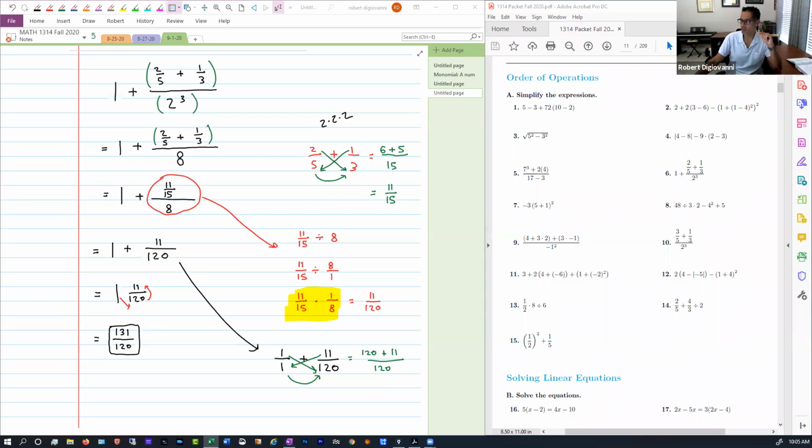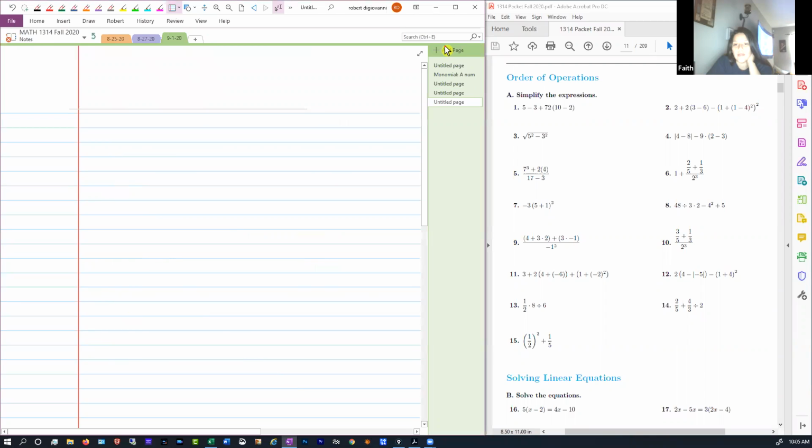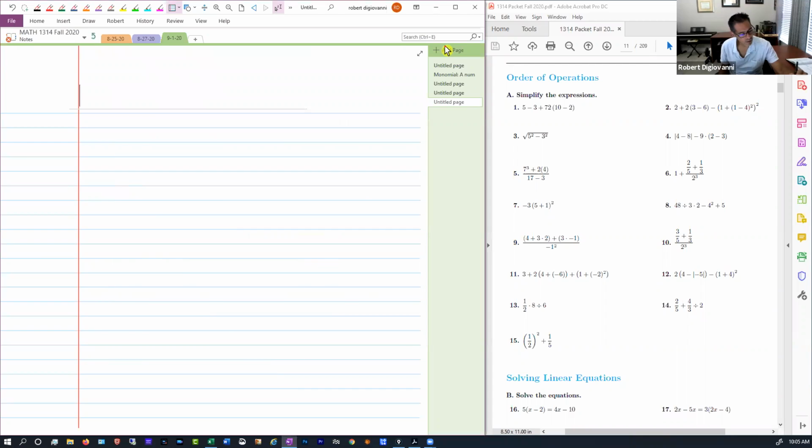Faith is up though. So Faith gets to pick the next problem if Faith is around. Yep. So go ahead. What do you got? What do you want? Which one of these looks like you don't want to do? 9. Okay. So let's go with 9. So we have 4 plus 3 times 2, plus 3 times minus 1, over minus 1 squared. Okay. All right, Faith.